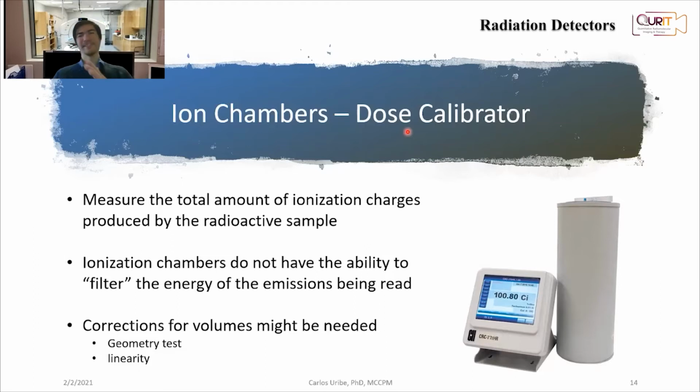So what happens is we put a sample in the dose calibrator. What this sample is doing is giving us a current. And what we're trying to calibrate is, for this amount of current, how much is the activity of this radioisotope?